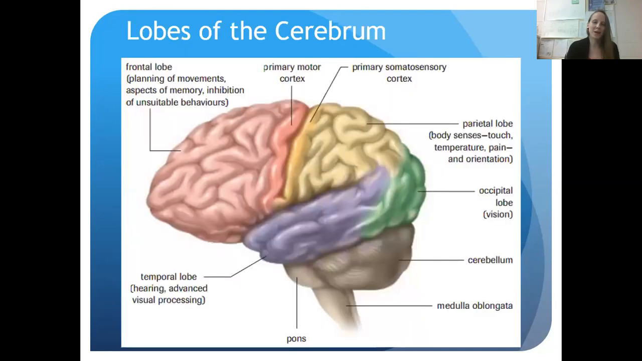Okay, so this is what those different lobes look like. Again, we have the frontal lobe at the front of the head, the temporal lobe around the temples, the parietal lobe, which is kind of this area of the head, and then at the very back, you have the occipital lobe, and then down underneath there, you have the cerebellum. And then you can see on here as well the pons and the medulla oblongata, which are kind of near the brainstem area. They're just below the brainstem.